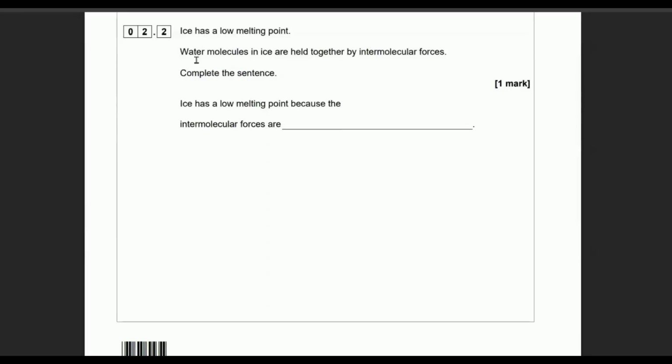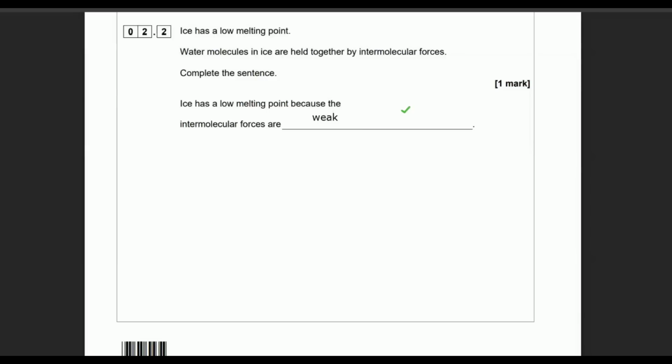Right, ice has a low melting point. Water molecules in ice are held together by intermolecular forces. Complete the sentence. Ice has a low melting point because the intermolecular forces are, if you've got a low melting point, what are they? Are they strong or are they weak? Intermolecular forces are always weak, people. So you can have stronger weak intermolecular forces, but generally they're always weaker than bonds.